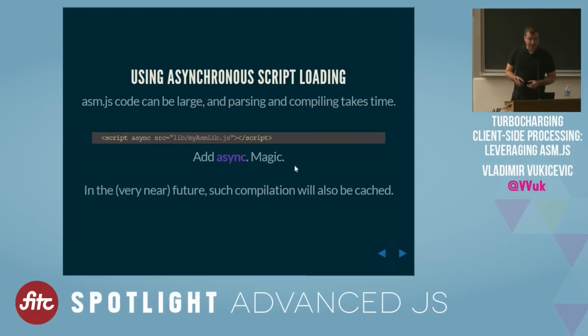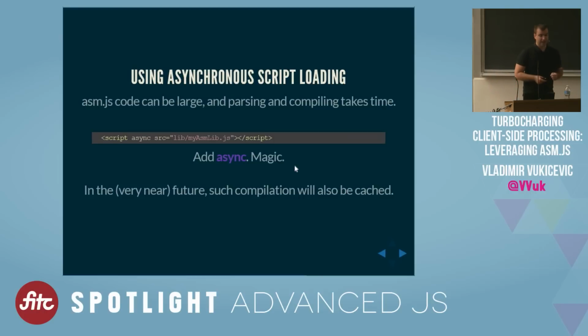So if you add the async flag to the script loads, most asm.js modules, especially those coming from Emscripten, are already set up to support this. All that compilation will take place on a background thread, and you'll just be notified and your callbacks will be called when that code is ready to go. As a side effect, and completely transparently to the user, in the very near future, this compilation is also going to be cached.